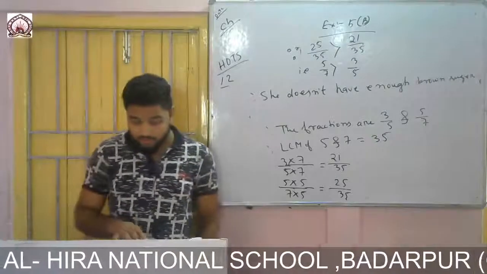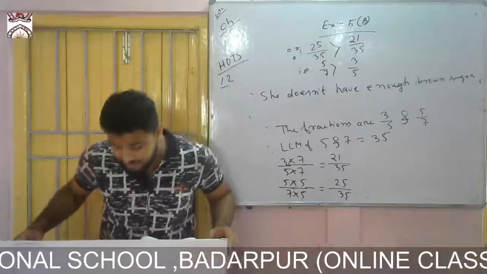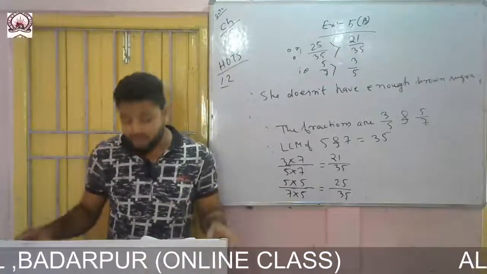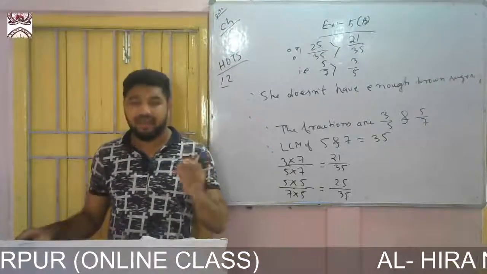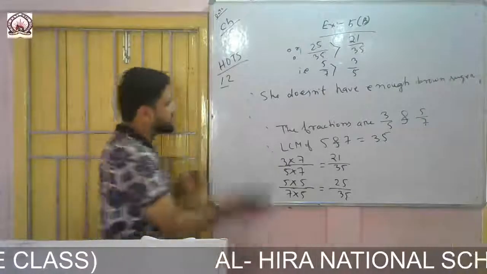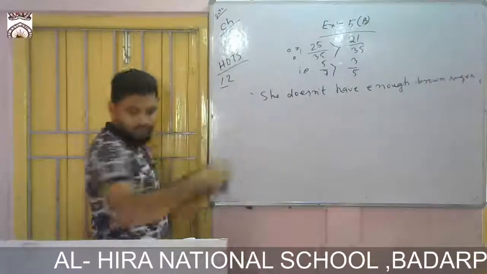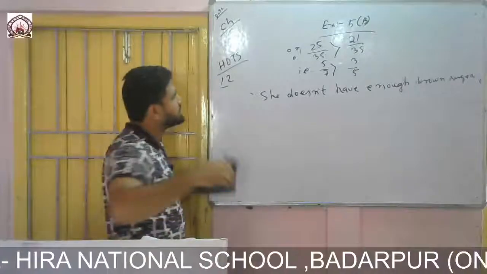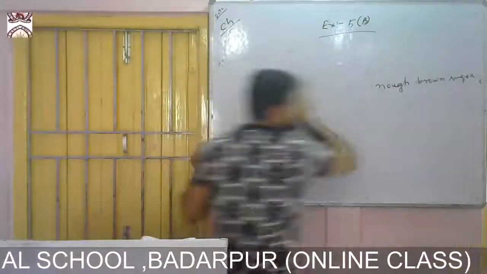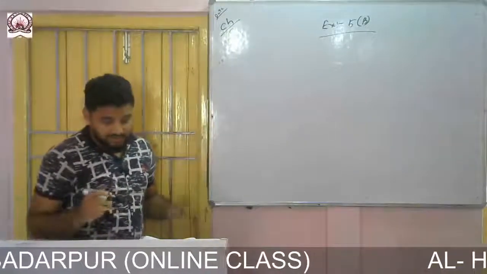Now come to question number 13. Which number is between 3 2 by 9 and 3 7 by 9? That means between the two fractions, I need to find which number lies between them. So question number 13.